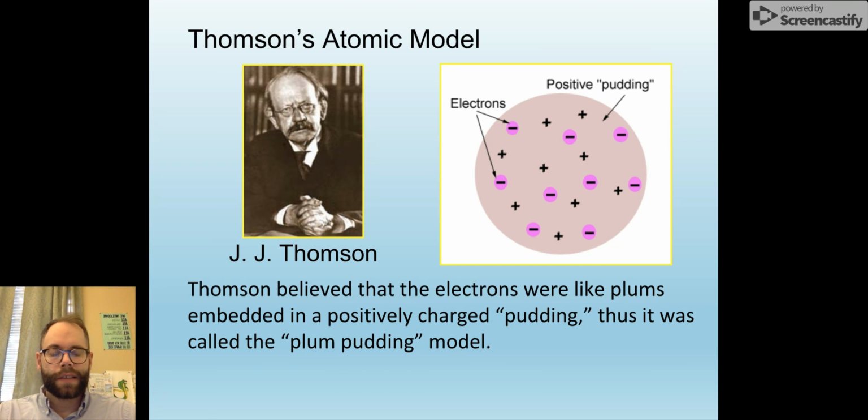That's what he thought. And it would be like a chocolate chip cookie where the chocolate chips are just kind of all around there. So he called it plum pudding because he was an Englishman, and it's the same kind of thing. The plums would be around the pudding in different parts.